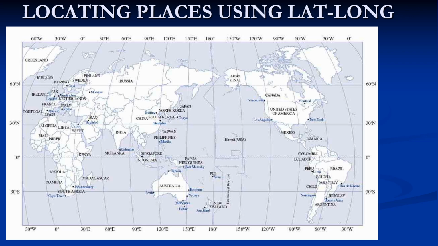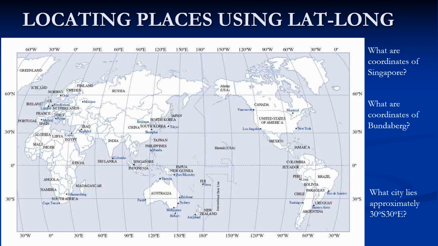So let's try and locate a few different places using our latitude, longitude. First of all, what are the coordinates of Singapore? Here's Singapore. It's right on the equator. So we could just say 0 degrees. You could say 1 degree north or 2 degrees north because it's just above it. But first of all, I think that we're happy enough just saying 0 degrees.